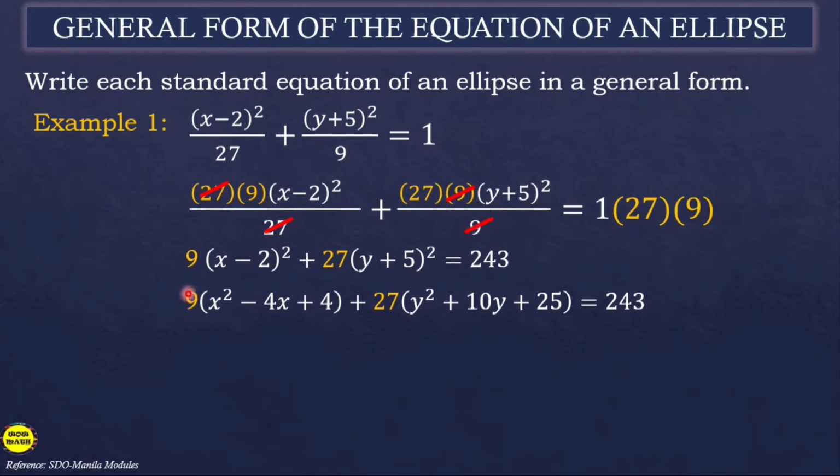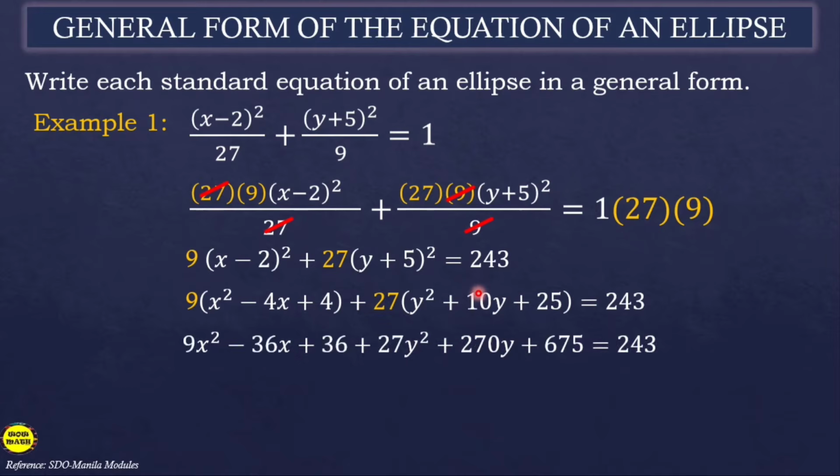Then multiply natin si 9 sa loob and si 27 din dito. So, magiging 9 times x squared, that is 9x squared. 9 times negative 4x, negative 36x. 9 times 4, positive 36, plus 27 times y squared, that is 27y squared.